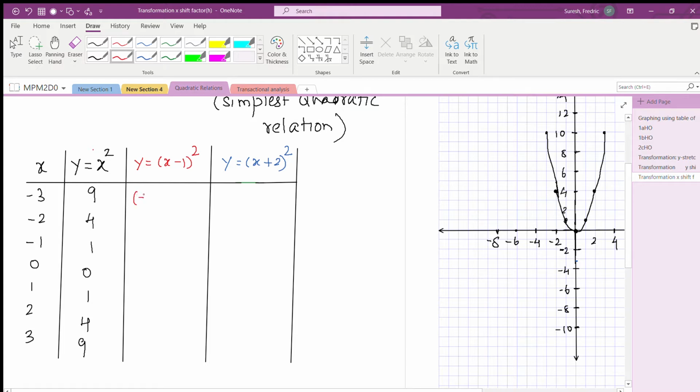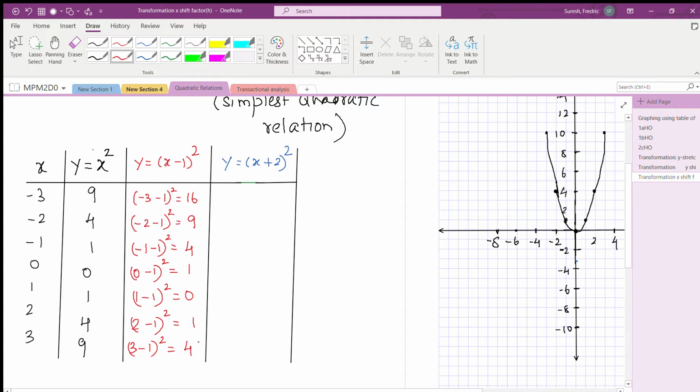So we have the X value is -3, take away 1 squared, and -3 take away 1 is -4, and that'll be 16. -2, take away 1, that is -3, and that's a 9. -1, take away 1 squared, that's a 4. 0, take away 1 squared is 1. 1 take away 1 squared is 0. 2 take away 1 squared is 1, and 3 take away 1 squared is 4.